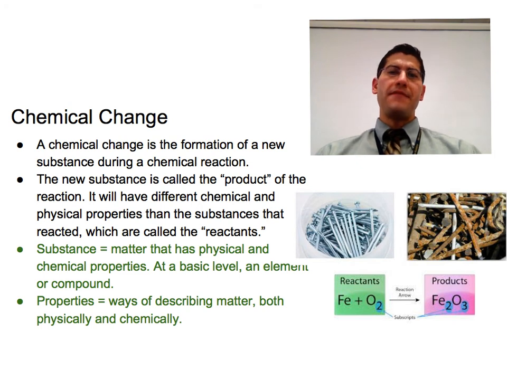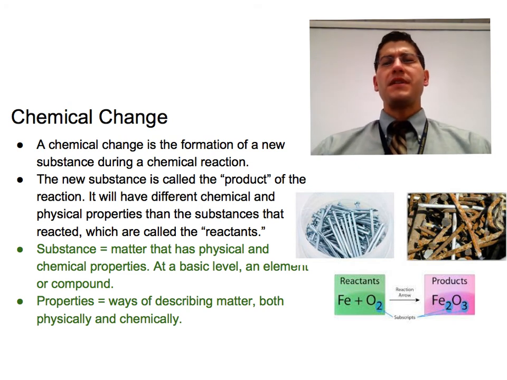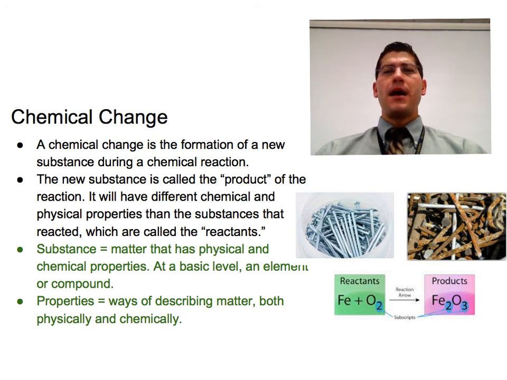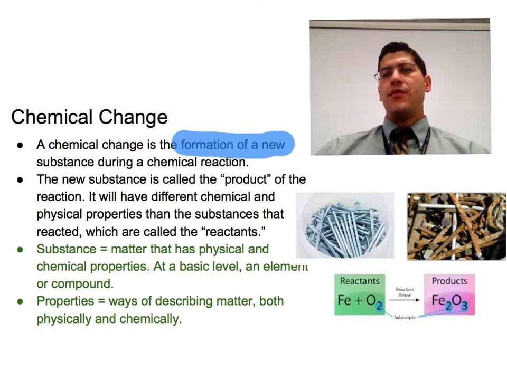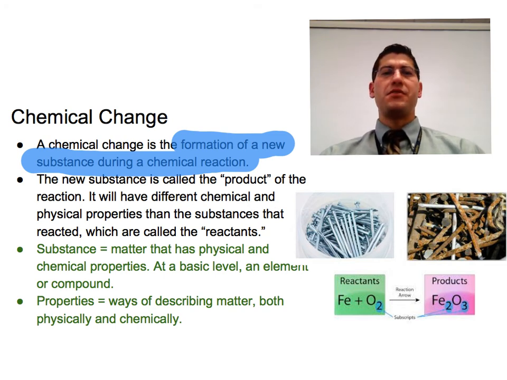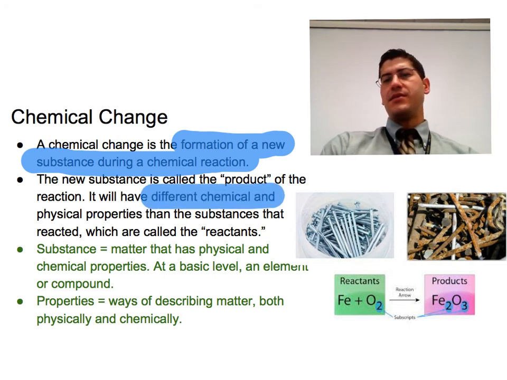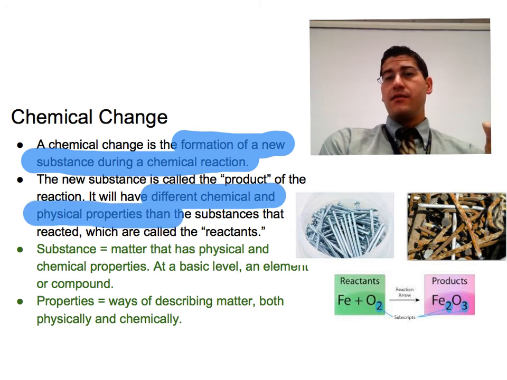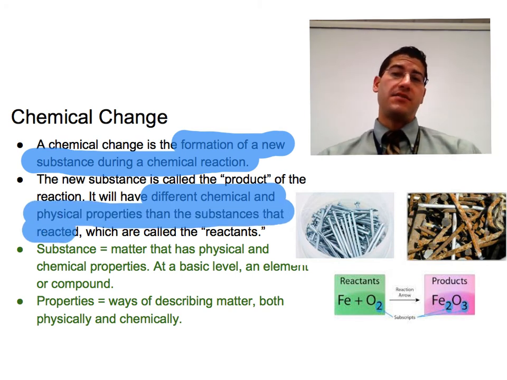So let's talk about a few words. Here's sort of the textbook definition of a chemical change. A chemical change is the formation of a new substance during a chemical reaction. The new substance is called the product of the reaction. It has different chemical and physical properties than the substances that reacted. Those are called the reactants.